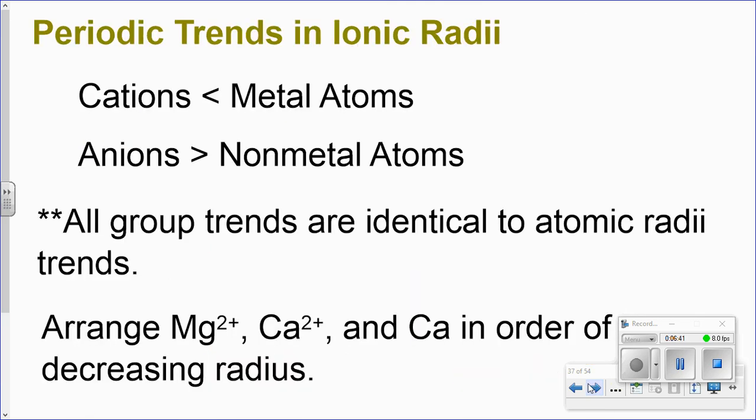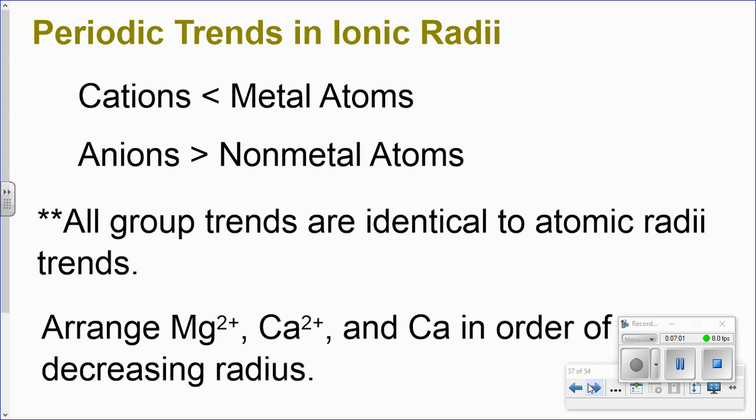Okay, ionic radii, and we're done with this video. Cations are smaller than the metal atoms they come from because they've lost electrons, so they'll shrink. Lose electrons, lose weight, get smaller. Anions are bigger than the nonmetals they come from because they have gained electrons. Gain electrons, gain weight, get bigger.